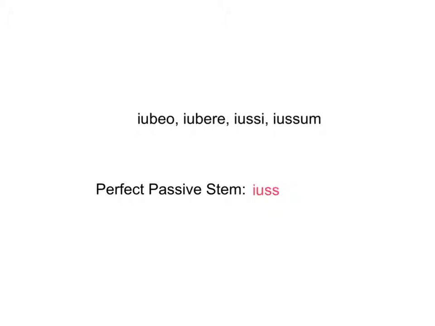But for this form, the future perfect passive, we're going to skip right over those two. Those are for present, imperfect and future. And we're going to skip this one because that's for perfect, pluperfect, and future perfect active. Instead, we're going to go with this fourth principal part, the perfect passive participle, which will give us our perfect passive stem, iuss.